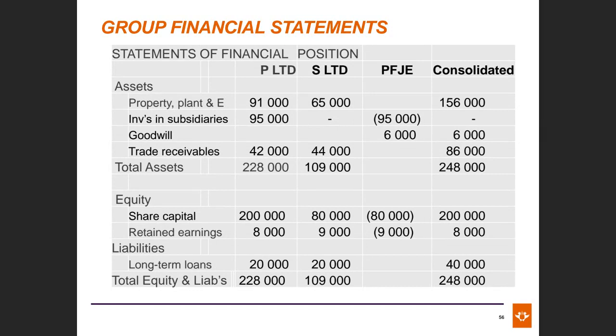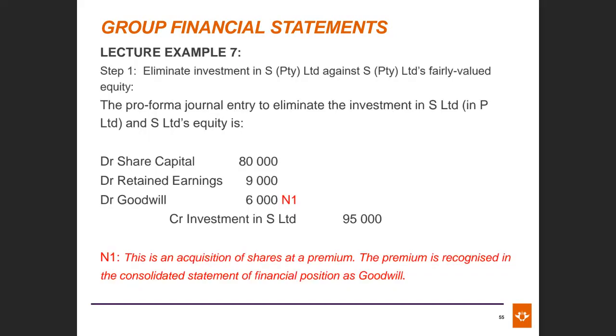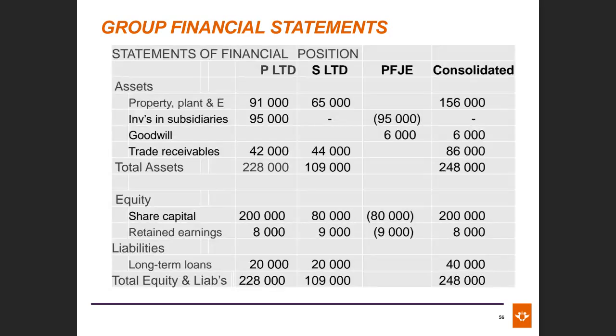Then if we look at the share capital, in P Limited's book, we had 200,000 Rand worth of share capital. S Limited had 80,000 Rand in its own books. Remember, we processed that pro forma journal entry. So we debited share capital in the pro forma journal entry. That would have eliminated the 80,000 Rand in S Limited's books. So the consolidated share capital is 200,000.